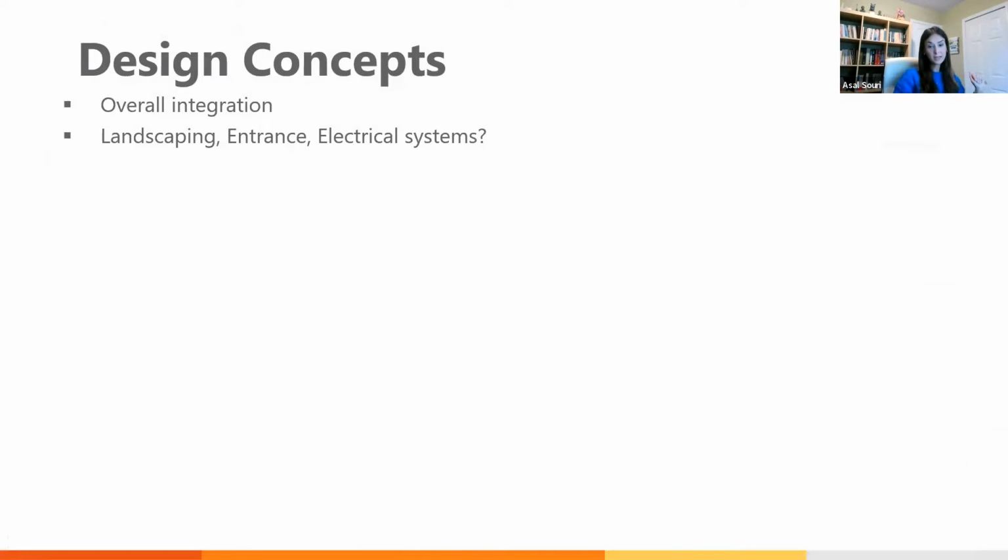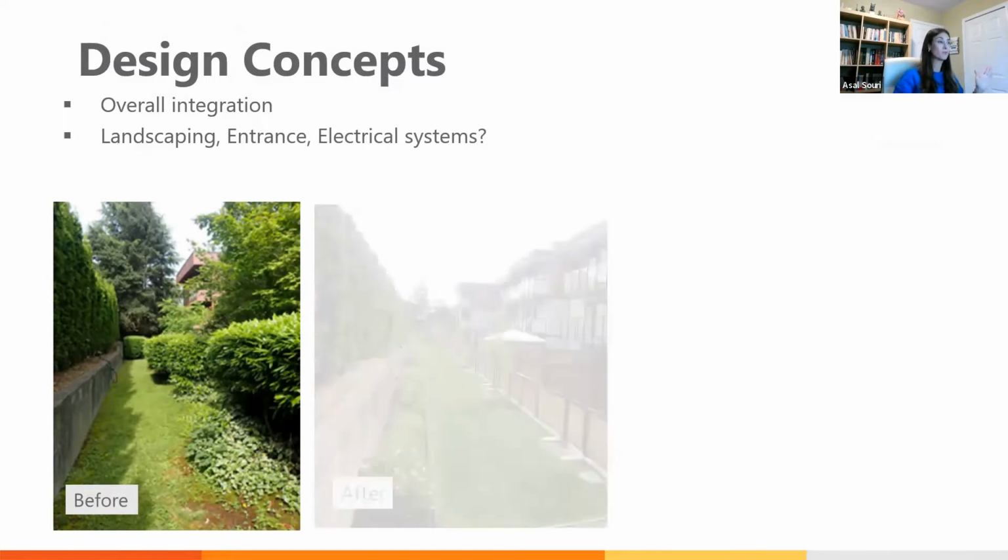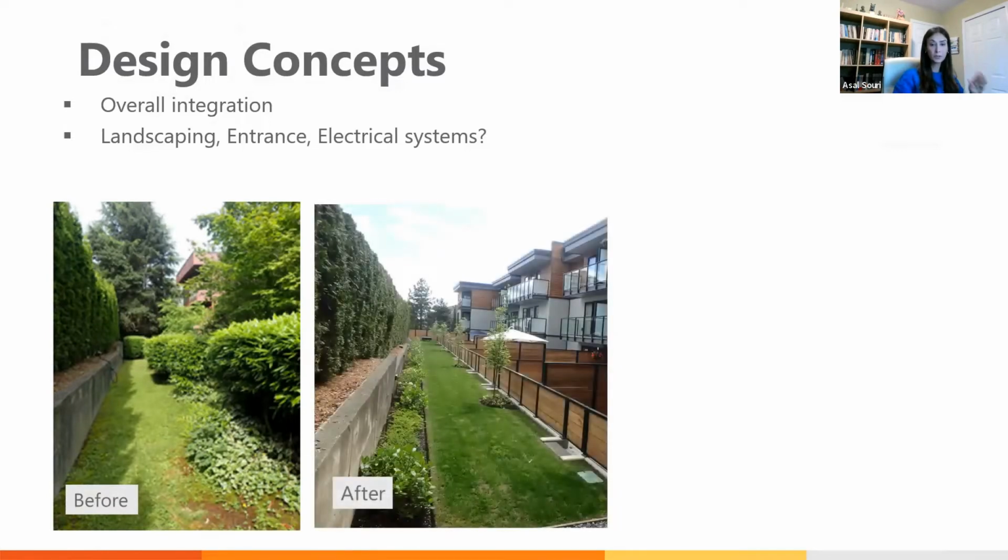Okay, here I want to show you some overall integration, landscaping, entrance, and electrical systems. What other improvements we might want to consider? Example of overgrown landscaping that's hard to maintain, that was replaced with nice and new-look planting, easy to maintain at the back of the building.